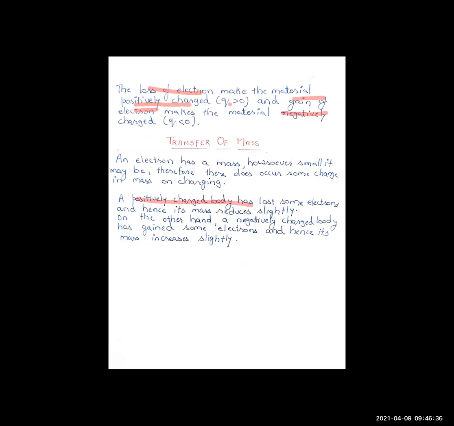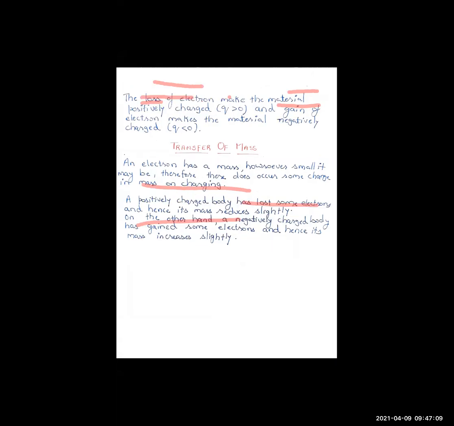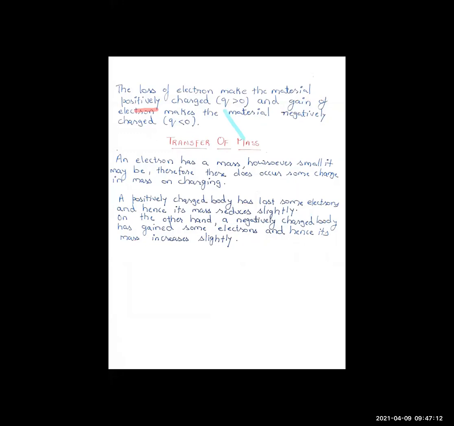So when a positively charged body has lost electrons, what will happen to it? As the electron has gone, its mass will reduce slightly. On the other hand, a negatively charged body means it has gained electrons, and gained electrons means it has gained the mass of electrons also. So what will happen? Its mass will increase slightly. So this is your transfer of mass when you are charging a body, either positively charged or negatively charged, right beta?